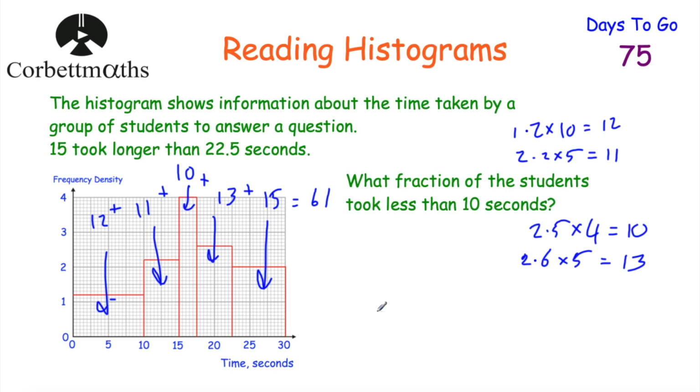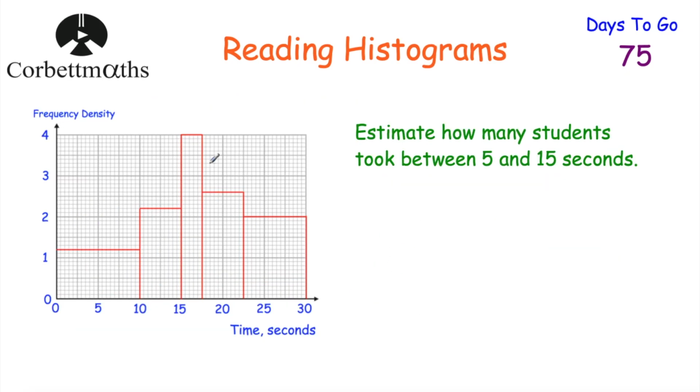So this is what fraction of the students? Well, there are 61 altogether and 12 took less than 10 seconds. And the answer would be 12 over 61. And let's just check that doesn't cancel down. No, that's it. So 12 over 61, that's the fraction of students that took less than 10 seconds. Okay, let's have a look at our next part.